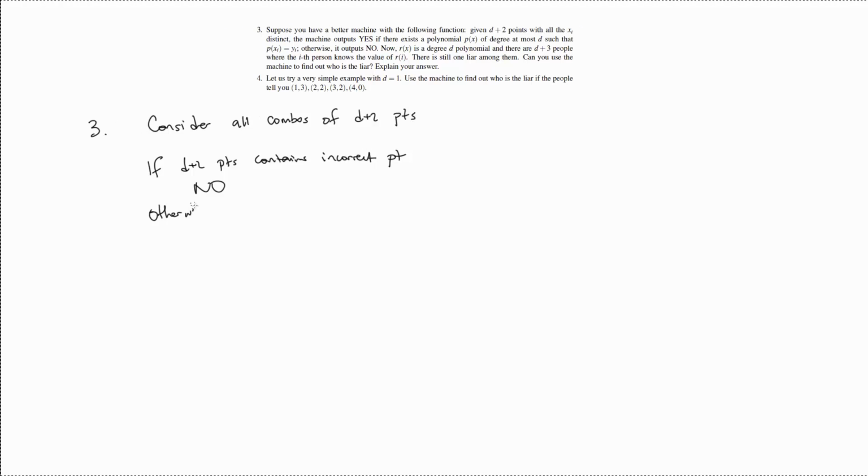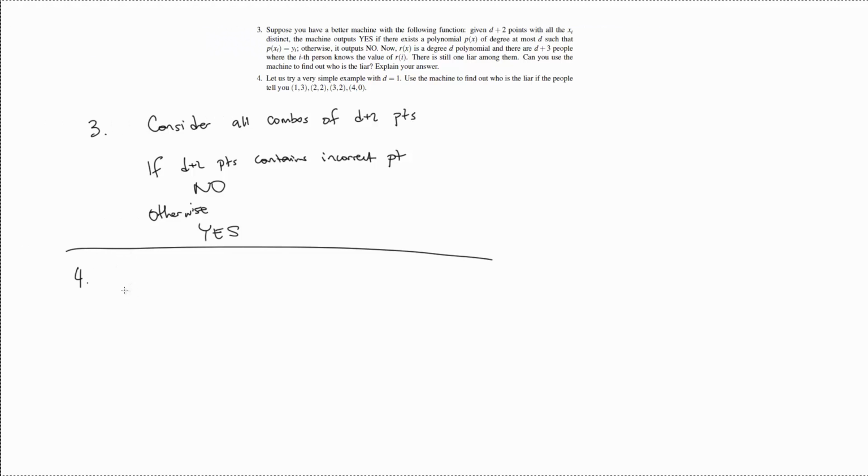Otherwise, if our d plus 2 points are all correct, then there does exist a degree d polynomial through those d plus 2 points, and therefore our machine will output yes. In this case, we know that the point that was left out must be the incorrect point. So now let's work out an example where d equals 1.